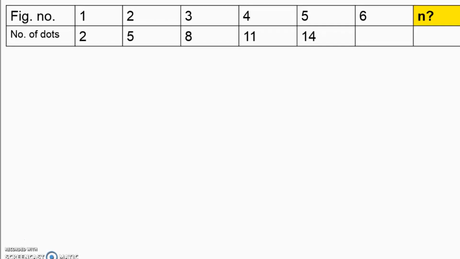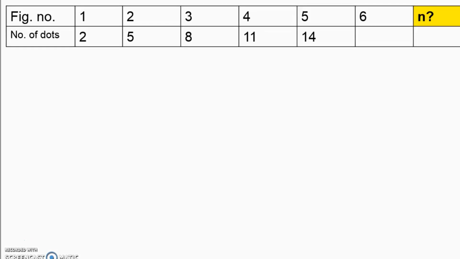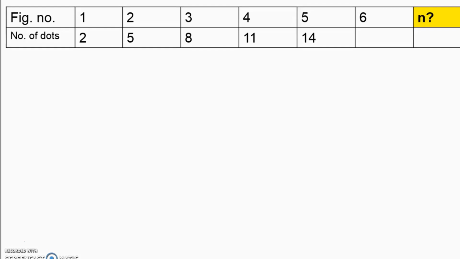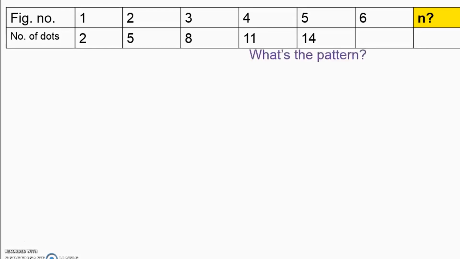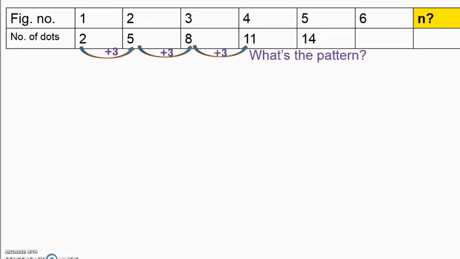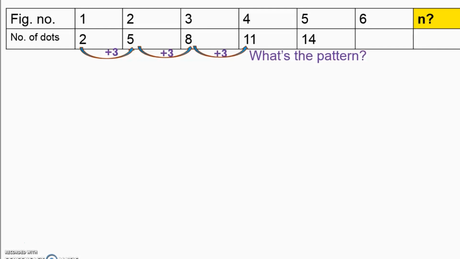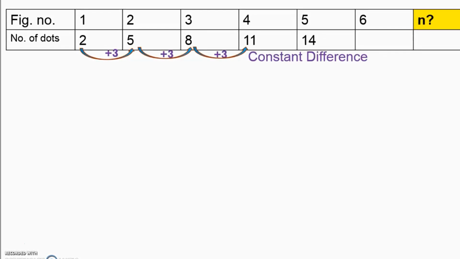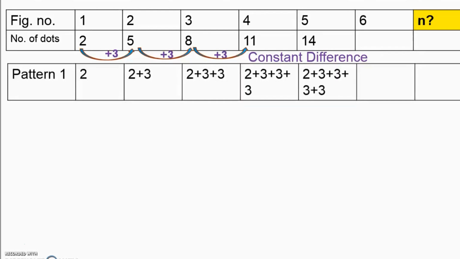Okay, shall we go through the steps now? Okay, first of all, again, put in the information correctly, systematically. And what is the pattern here? +3. So you can see that this is a constant difference. So that gives you a clue to how to solve this.